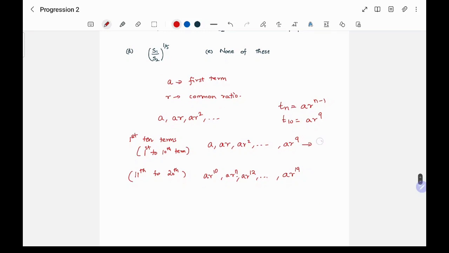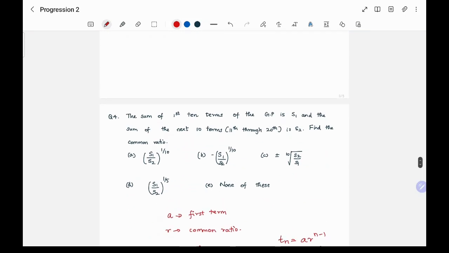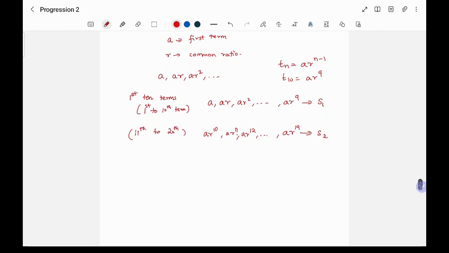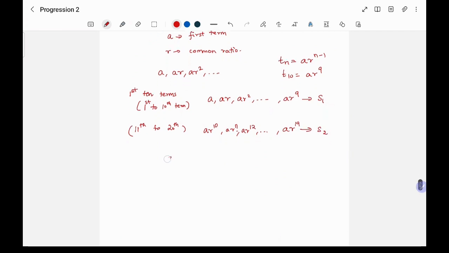So the sum of the first 10 terms is S1 and the sum of the next 10 terms is S2. The sum of S1 we can find out easily. The sum of n terms of a GP is A into R power n minus 1 by R minus 1. So A is A itself and for 10 terms it will be A into R power 10 minus 1 by R minus 1.